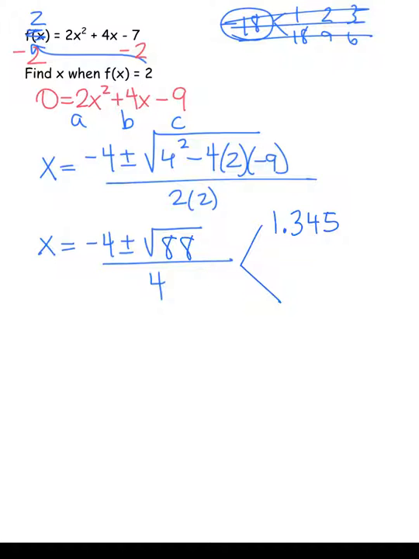Negative 4, subtract the square root of 88, equals, divide by 4, negative 3.345. Two answers, one for each side of the parabola. There we have it.